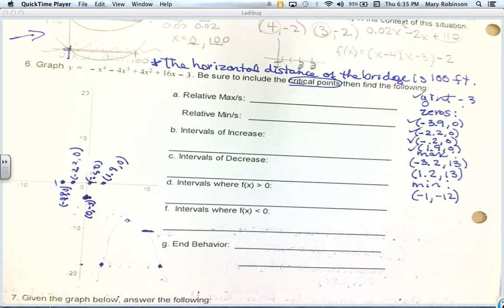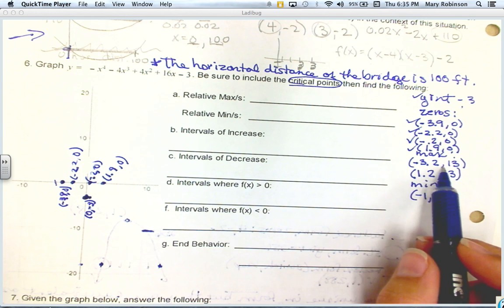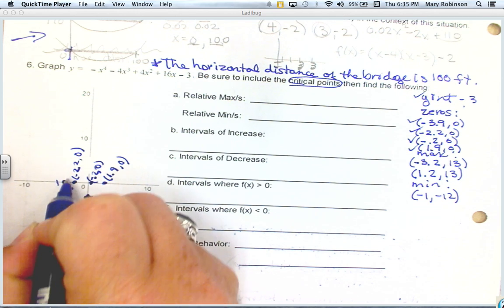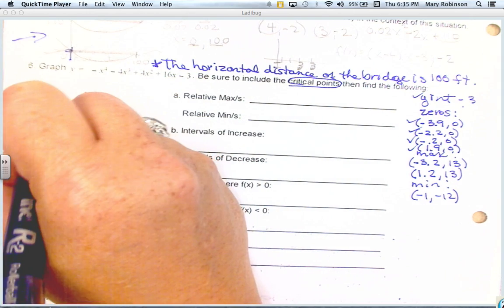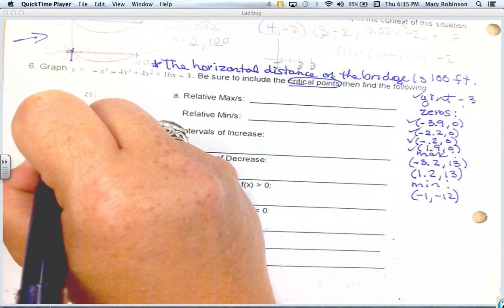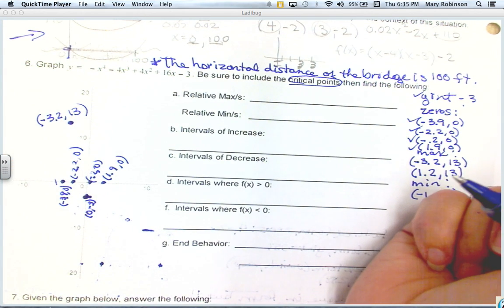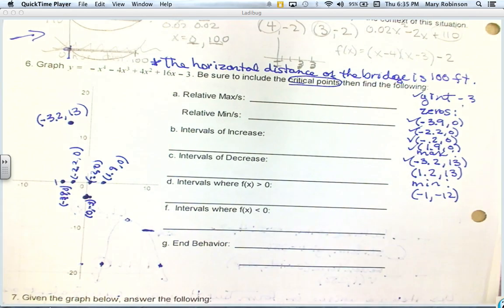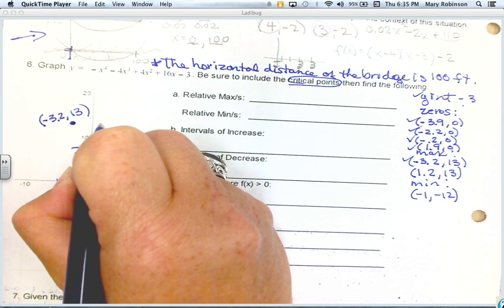Check, got that point. Now I need a max at (-3.2, 13). So -3.2 is going to be somewhere in here. Go up to 10, a little bit more, right about there. Remember that these should be reasonable. It might be hard to see the paper, but it should be reasonable, and I, of course, should definitely see the ordered pair on the graph. That will also help you when you're writing your intervals. So that one's done. I also need one at (1.2, 13).